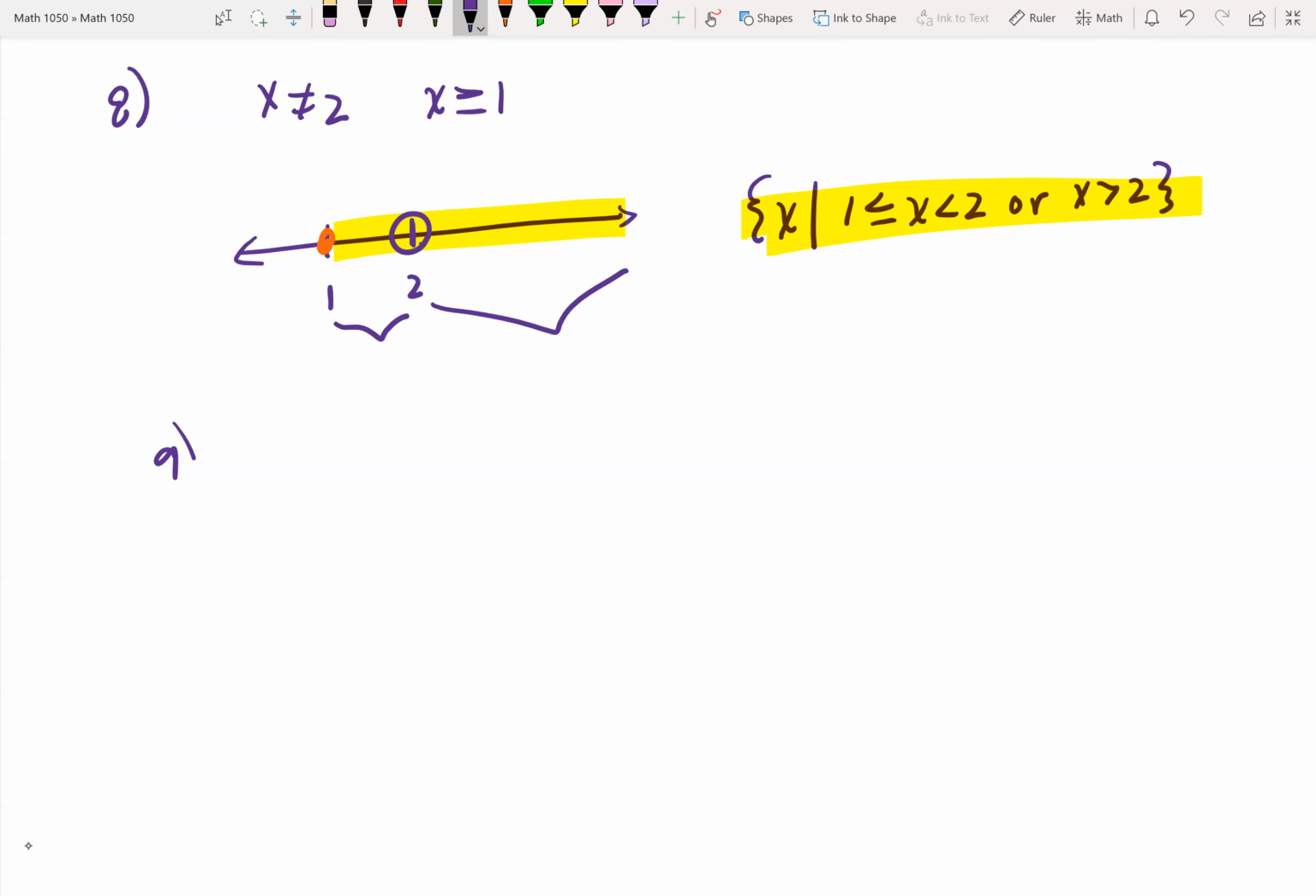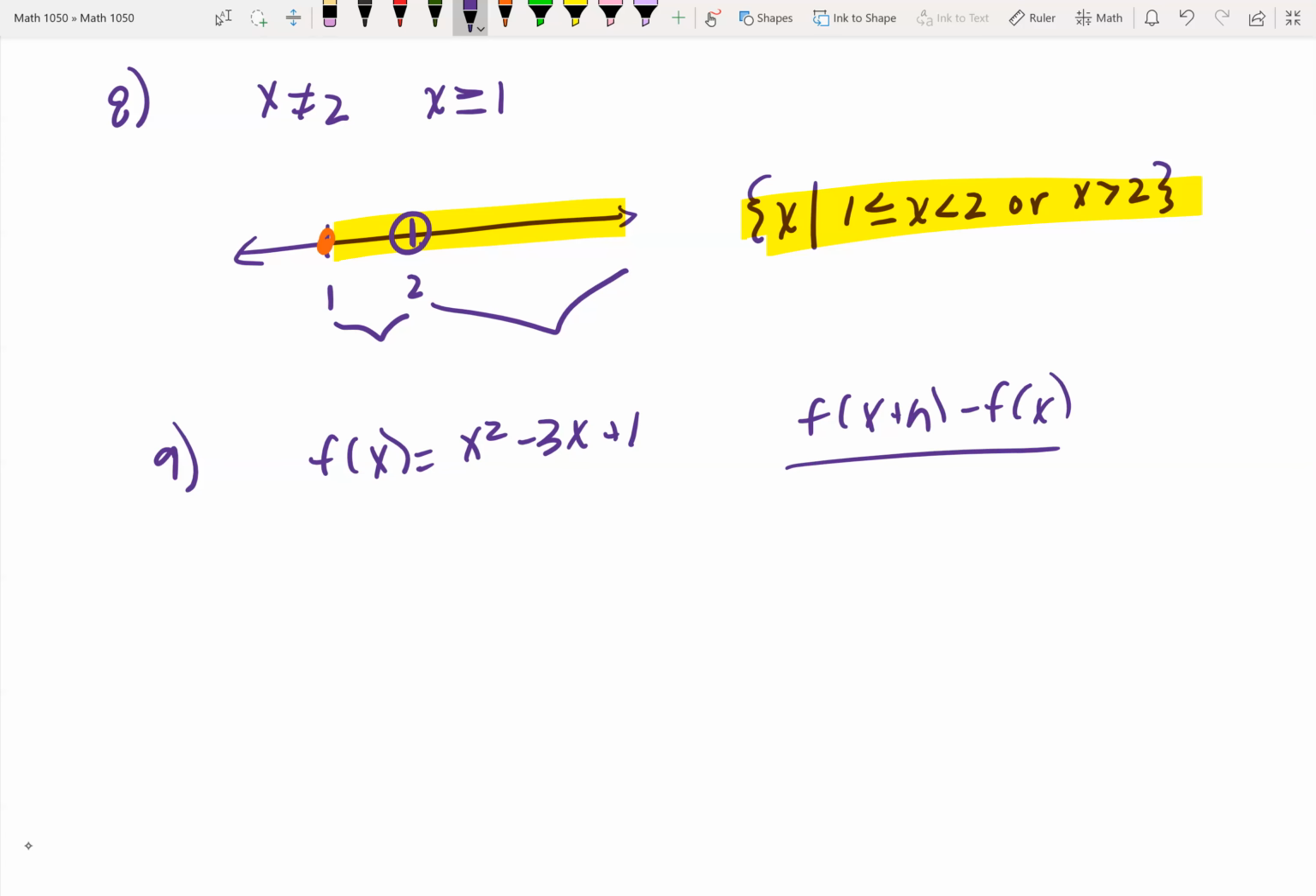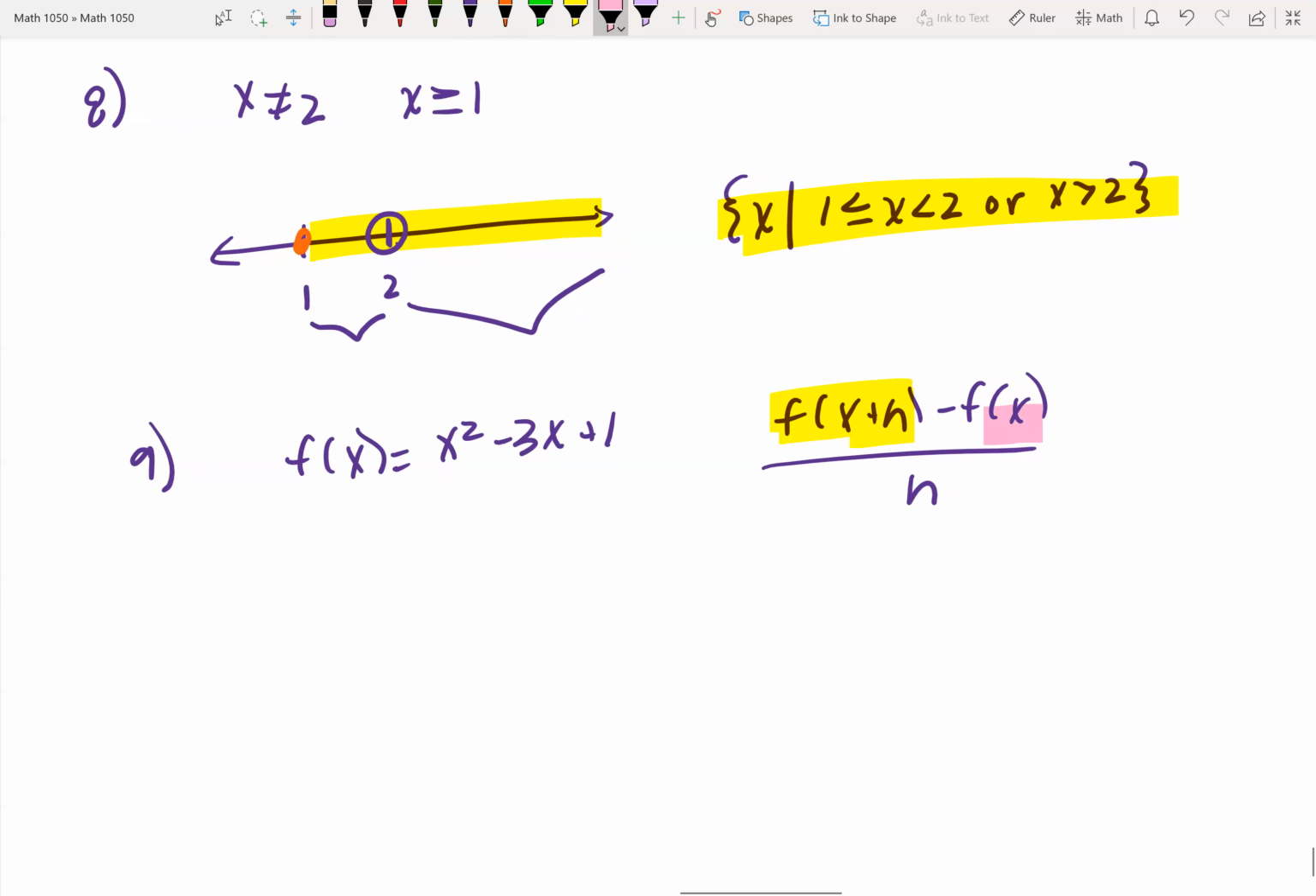Question number 9, write the difference quotient, but don't simplify it. Okay, so here is your equation. Here is your difference quotient, okay? So f of x plus h is one step. A separate step is subtract the original, and a third and separate step is to divide by h.